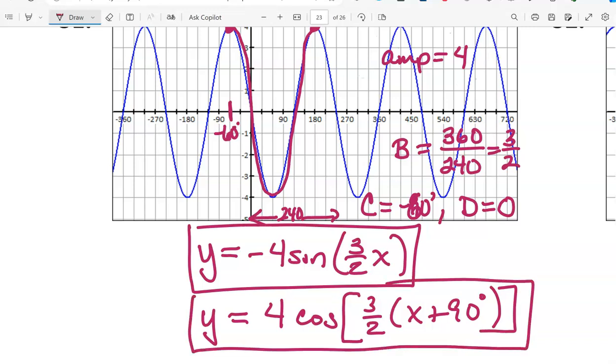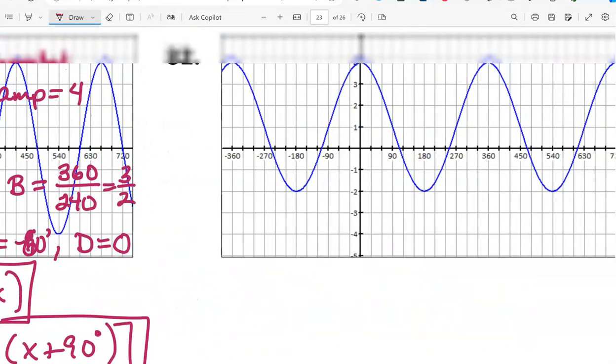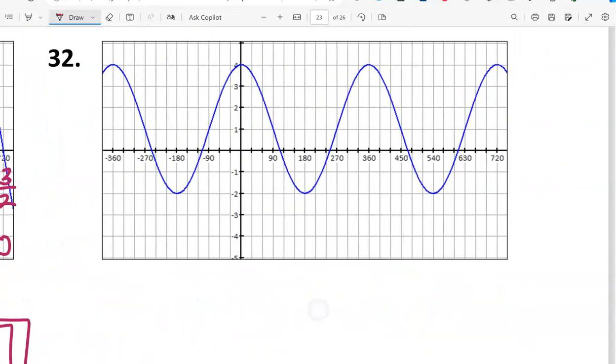So there are actually an infinite number of answers depending upon where you decide to start your cycle and whether or not it's inverted. Let's take a look at number 32.